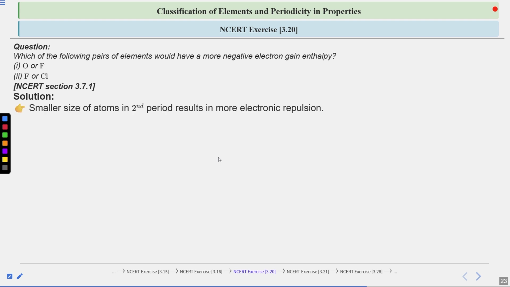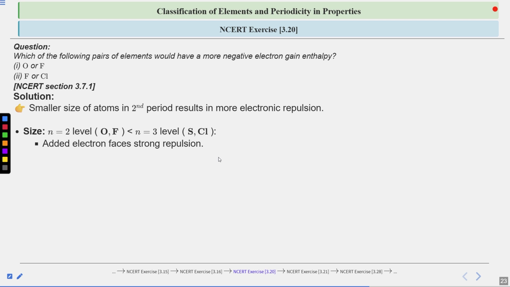We have seen that already. That is, second period elements are very compact in size, and as a result, it results in a very high electronic repulsion. Now, this is seen for the oxygen and sulfur case, and for the fluorine and chlorine case too. Sulfur has more negative electron gain enthalpy than oxygen, and the same is the case for chlorine. What is the reason behind it? The reason is the small size.